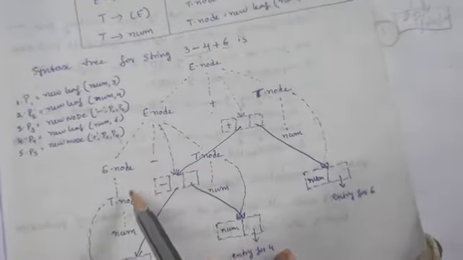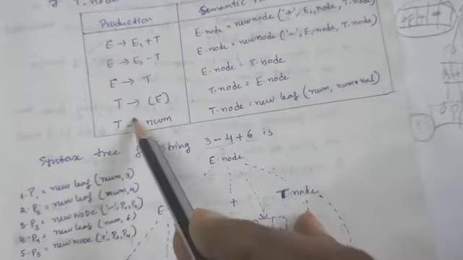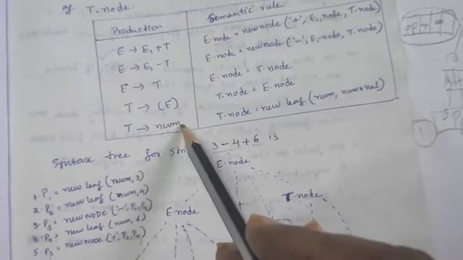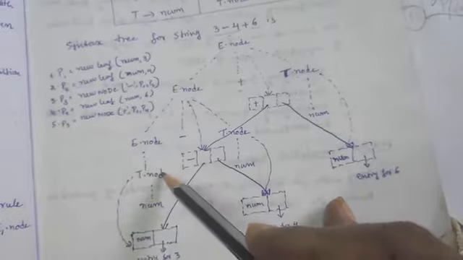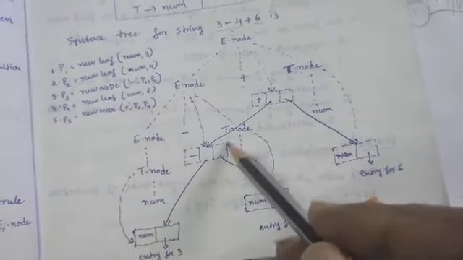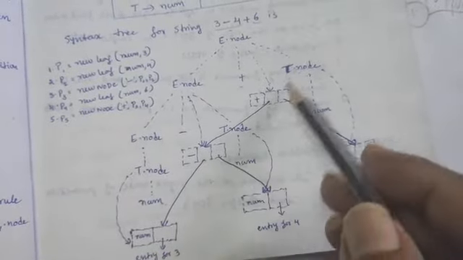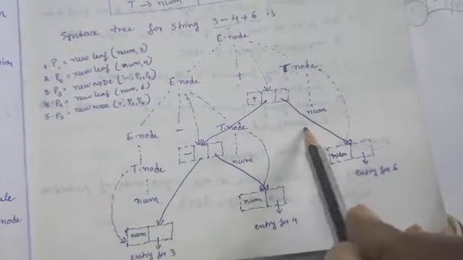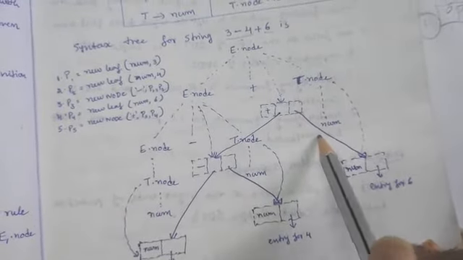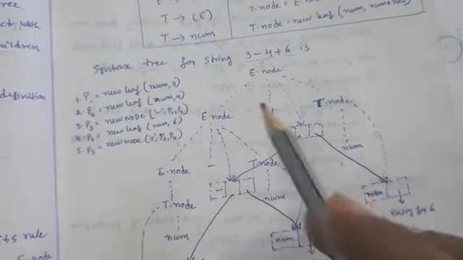So for that reason E should be replaced with T and T should be replaced with the number. That means whatever the value that should be is this E, T should be with the number. Again this T should be with the number. This T should be with the number. Like that the production should be expanded.